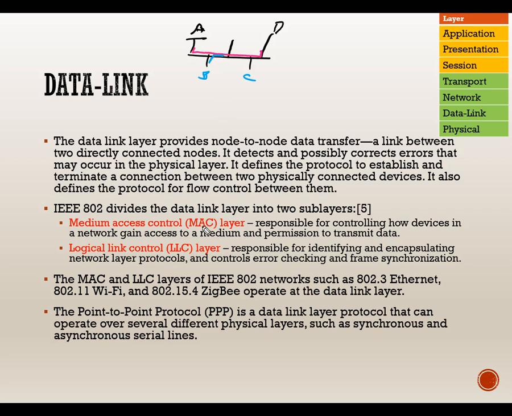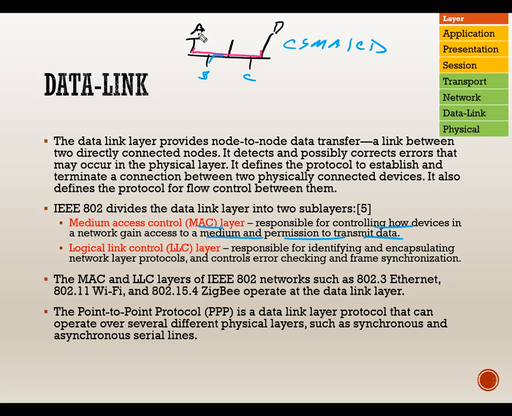So what the MAC layer does is control how devices in the network gain access to the medium and permission to transmit data. We have this thing called CSMA/CD, Carrier Sense Multiple Access Collision Detection. Carrier sense: there's a carrier signal on the wire that runs at a particular frequency, so the device senses the carrier. Multiple access, obviously, because all of them are connected to the same piece of wire. They have to share the same piece of wire. And then collision detection.